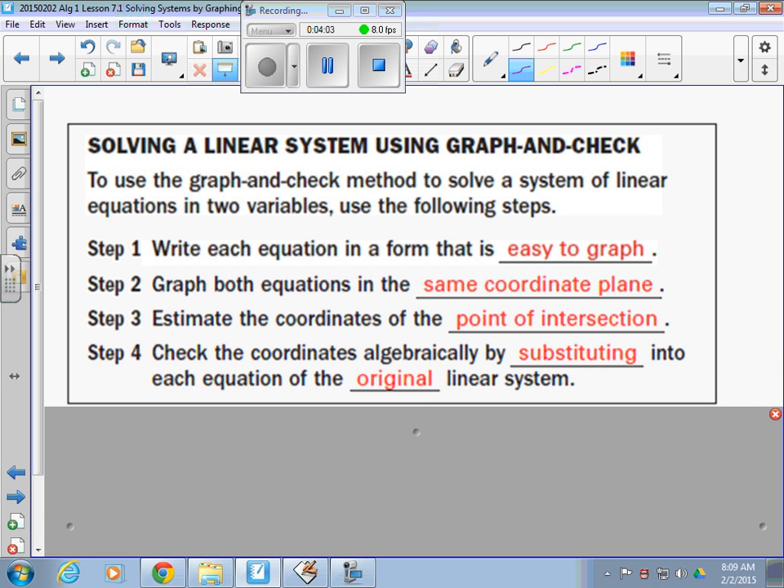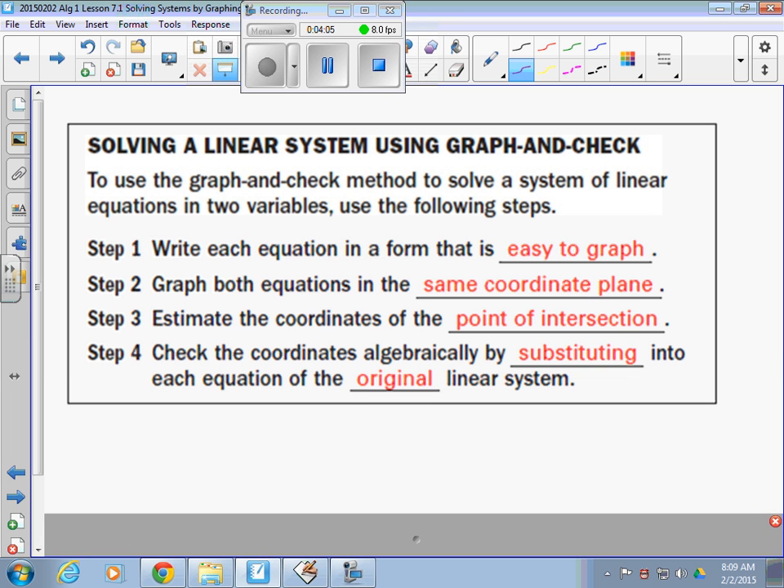And step 4 is to check algebraically by substituting or plugging it in and then seeing if you get two true statements. So make sure you can graph both lines. Graph them both on the same plane. Determine what is the xy value for it. Once you graph them on the same plane, determine which one's the xy value, and then plug it back in and see if it's true or not.